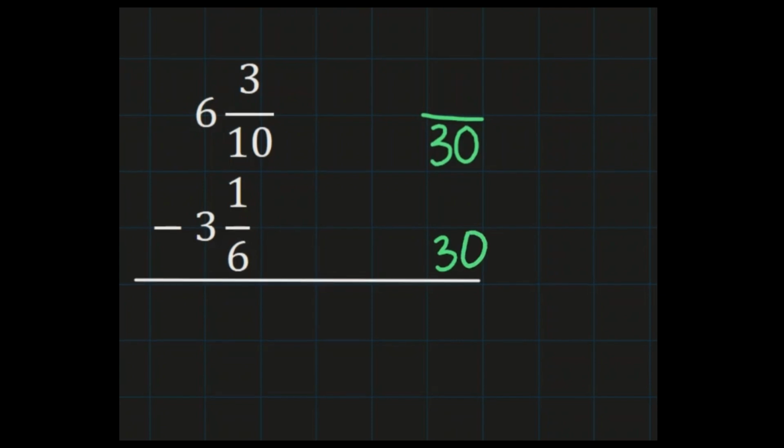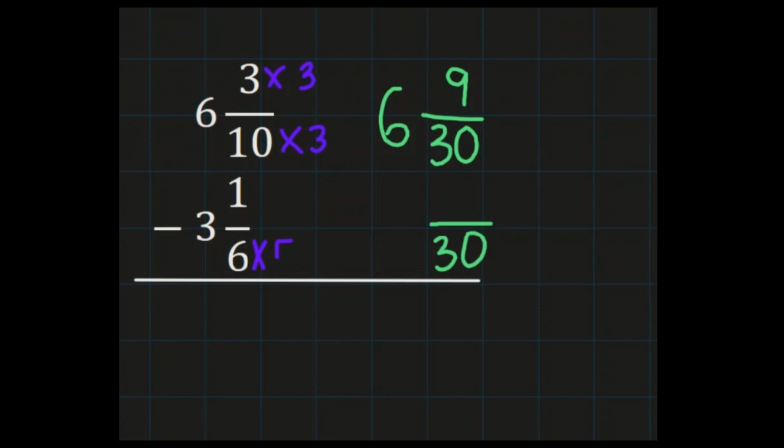And we're going to start with 6 and 3/10. And what did I multiply 10 by to get to 30? I multiplied the 10 by 3. So because I needed an equivalent fraction, I need to also multiply the numerator by the same thing. So I'm going to multiply the numerator by 3. 3 times 3 gives me a numerator of 9. And I'm going to bring that whole number 6 over so it's in the right place to keep everything lined up in my problem.